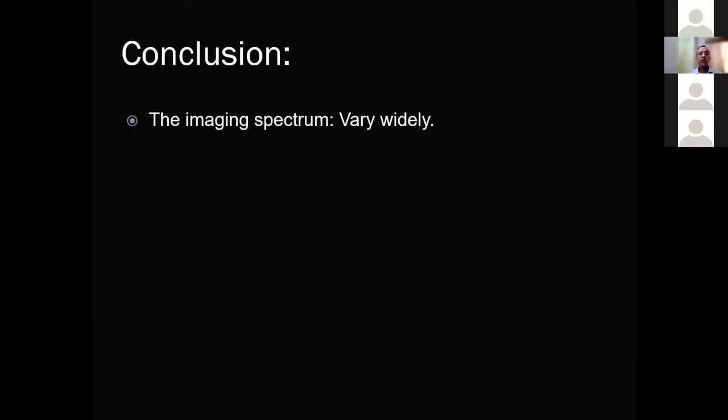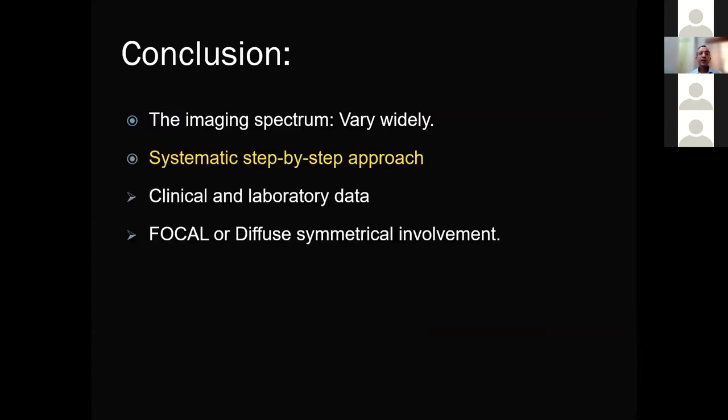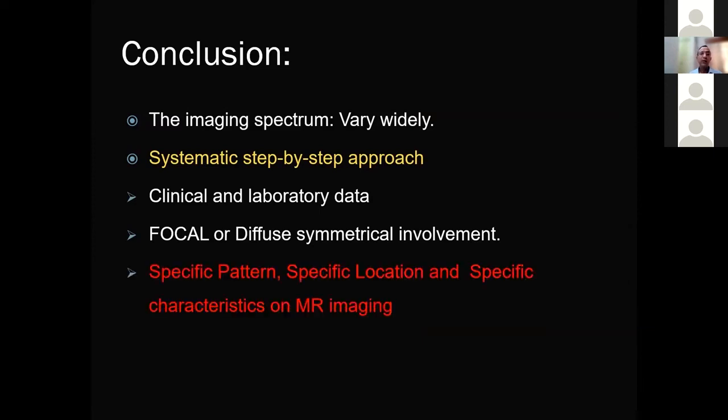To conclude, the imaging spectrum of white matter disease varies widely. A systematic step-by-step approach, including the various clinical and laboratory data, is very important in making a diagnosis or suggesting a workup of a particular disorder. Look whether the disease is focal or diffuse, and then look for the specific imaging pattern, specific location, and specific characteristics on MR imaging, which help in arriving at a particular diagnosis.